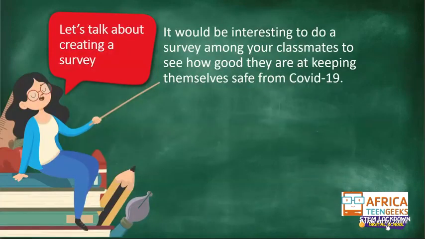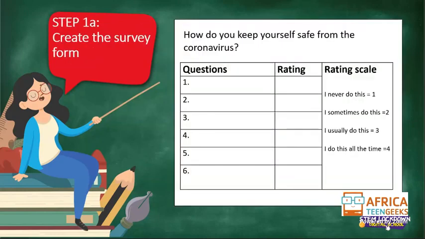So we're going to create a survey. So first of all, our topic is, how do you keep yourself safe from the coronavirus? The first thing you have to do is to draw a chart like this with 3 parts to it: questions, and then you've got to think of 6 questions that you want to ask people. Then this is where you're going to write their responses.